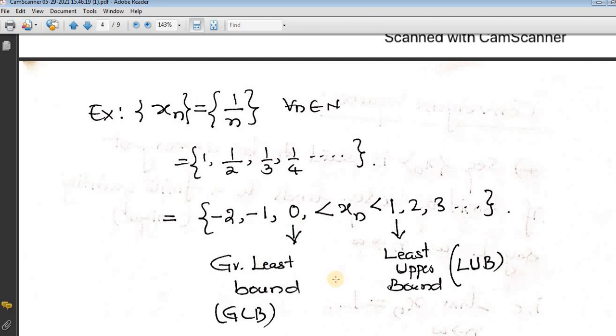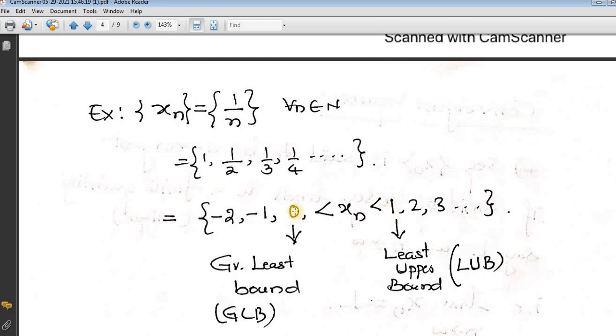So a sequence xn equals 1 by n. When we put 1 we get 1, when we put 2 we get 1 by 2, when we put 3 we get 1 by 3. So this is the sequence. Suppose I write these values in this form. Outside this we have 0, minus 1, minus 2. So these are above 0. These elements are all more than 0, and next we have 1, 2, 1.5 like that. Suppose this is a set of sequence values. See, this xn is more than 0 and less than 1.